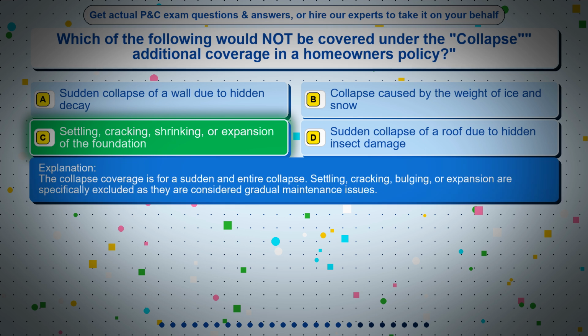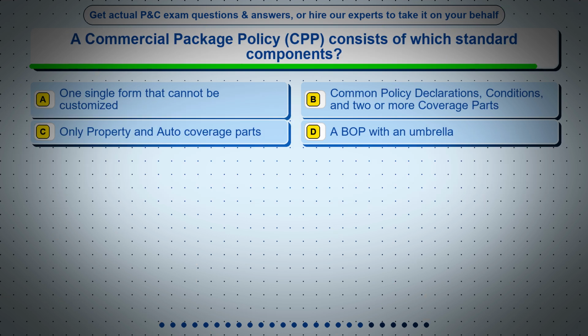The collapse coverage is for a sudden and entire collapse. Settling, cracking, bulging, or expansion are specifically excluded as they are considered gradual maintenance issues. Question 19. A commercial package policy, CPP, consists of which standard components?